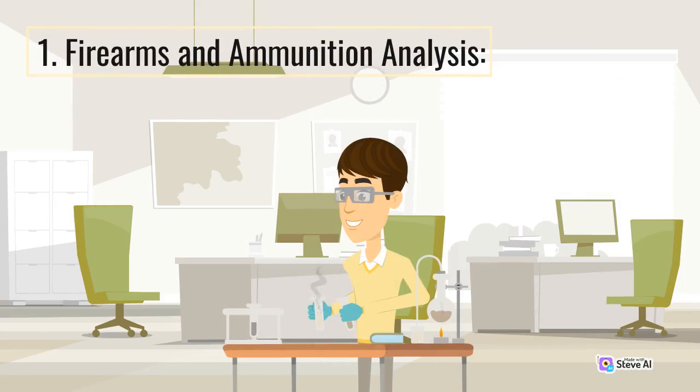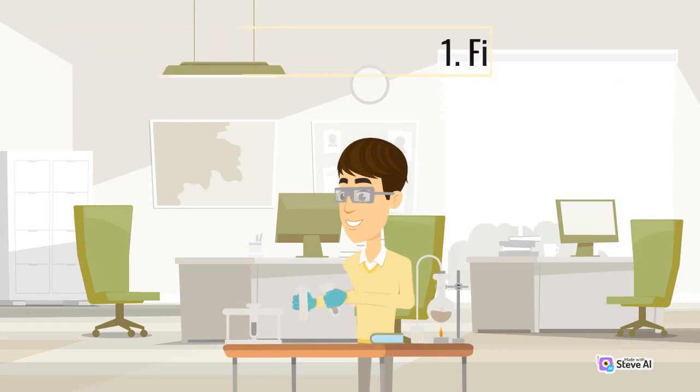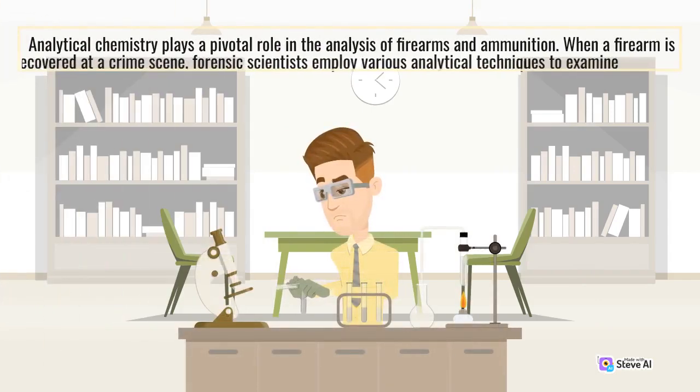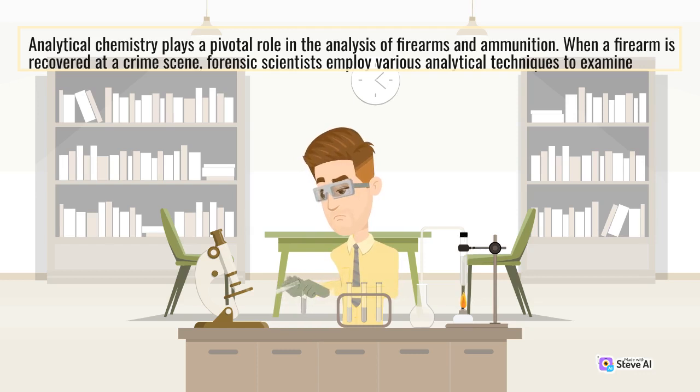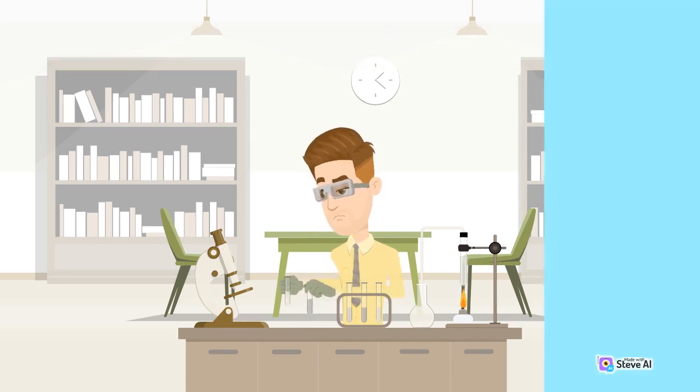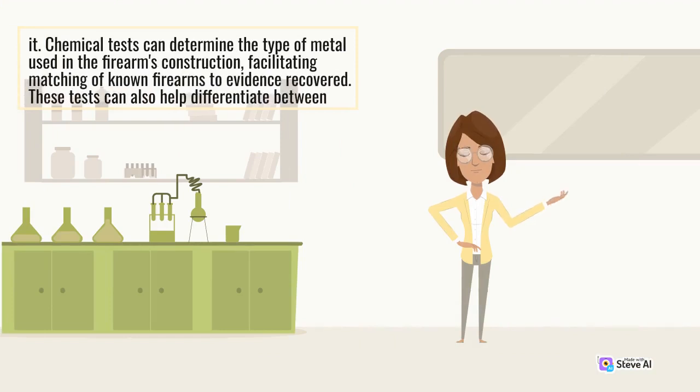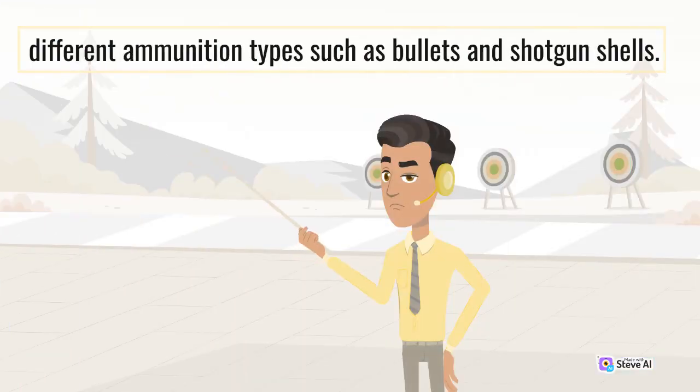1. Firearms and ammunition analysis. Analytical chemistry plays a pivotal role in the analysis of firearms and ammunition. When a firearm is recovered at a crime scene, forensic scientists employ various analytical techniques to examine it. Chemical tests can determine the type of metal used in the firearm's construction, facilitating matching of known firearms to evidence recovered. These tests can also help differentiate between different ammunition types such as bullets and shotgun shells.